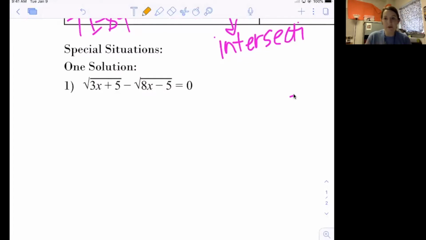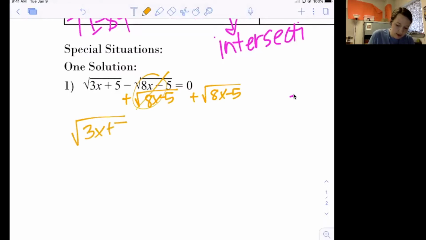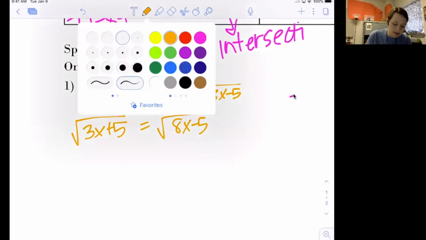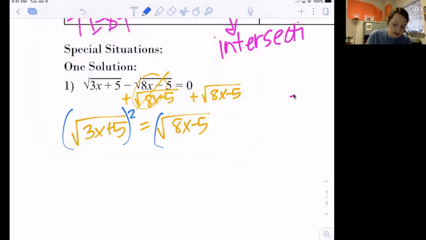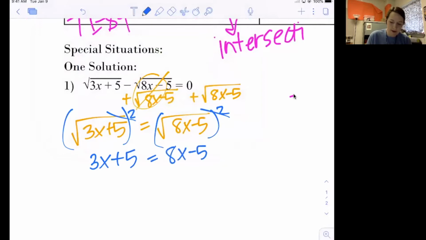So our first step would be to isolate both of the radicals. So I'm just going to add this term to both sides, square root of 8x minus 5. So this zeroes out. We have square root of 3x plus 5 on the left, and we have square root of 8x minus 5 on the right. So now that we've got both radicals isolated on their own side without anything else, our next step is going to be the same. We're going to square both sides, which cancels out the radicals. We're left with 3x plus 5 equals 8x minus 5.